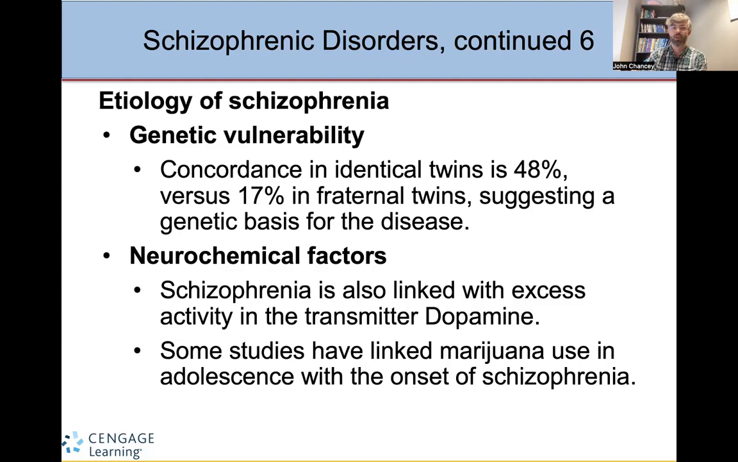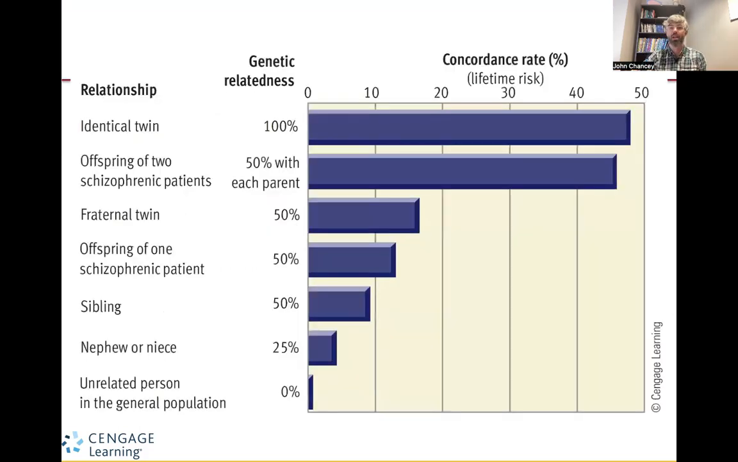There are also some studies that looked at marijuana use during adolescence that could perhaps be linked to the onset of schizophrenia. But my guess there is that that individual probably already had the genetic predisposition. So we need to be careful. We probably shouldn't say that using marijuana caused schizophrenia. Maybe it didn't help anything, but it's definitely worth looking into more.